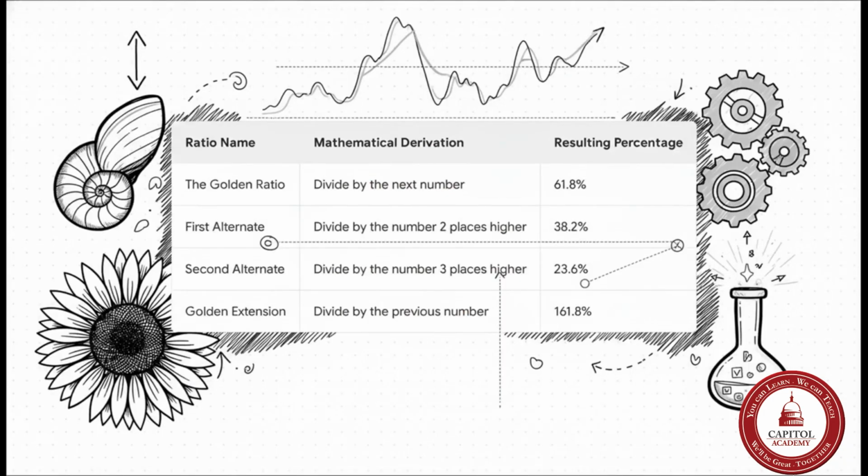So how do we get from this sequence of numbers to percentages we can actually use? It's just simple division. If you divide a number by the next one, you get 61.8%. If you skip a number and divide, you get 38.2%. And what if you divide a number by the one before it? Well, then you get 161.8%. This is the alchemy, right here, that turns nature's code into a trader's toolkit.